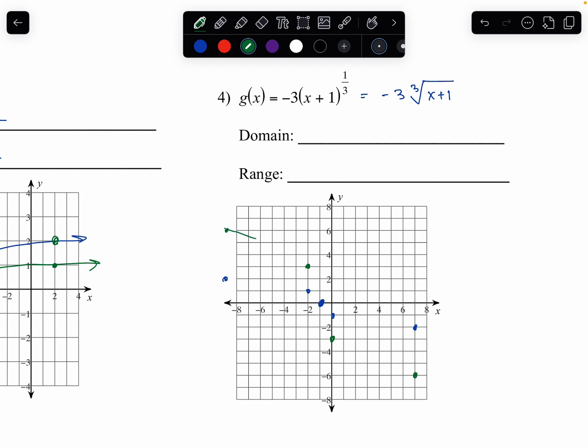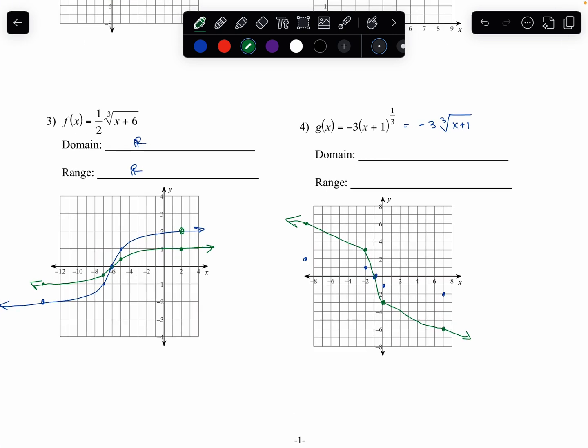So our function is going to look like this. Like that. And there you go.